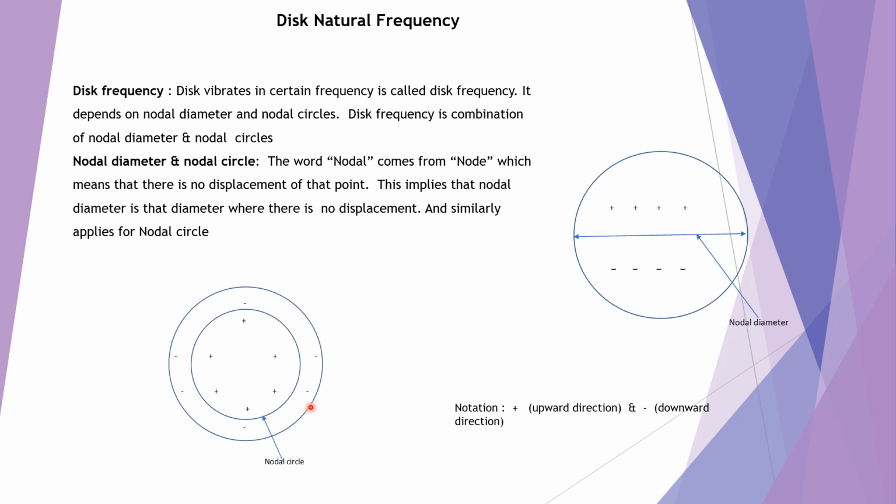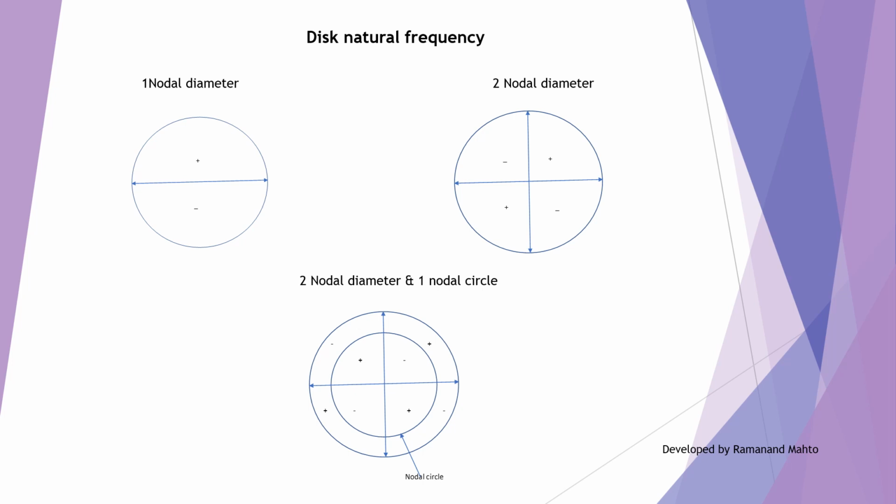Similarly, for the nodal circle, this is a nodal circle. That means if the inside is going up and the outside is going down, still there is no displacement at this circle, which is called the nodal circle. Some more: this is one nodal diameter, this is two nodal diameters, plus minus plus minus. So this quadrant will vibrate, but there is no displacement on this diameter and this diameter.